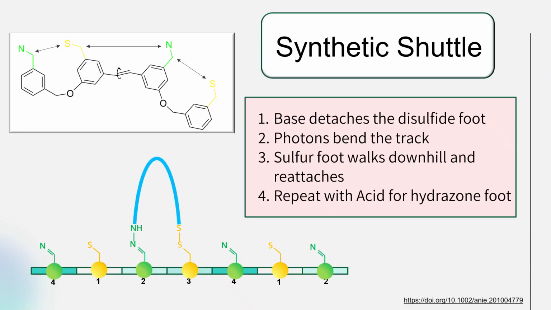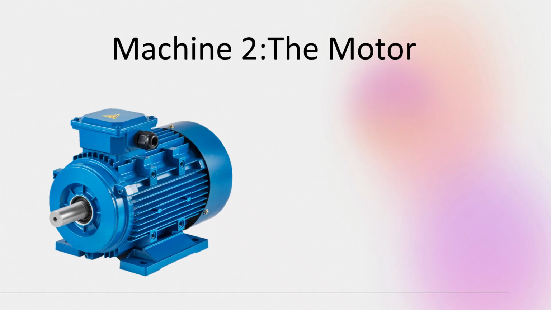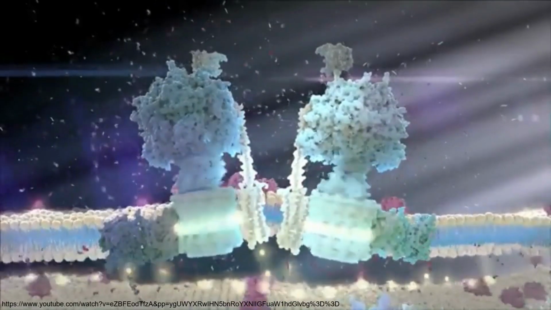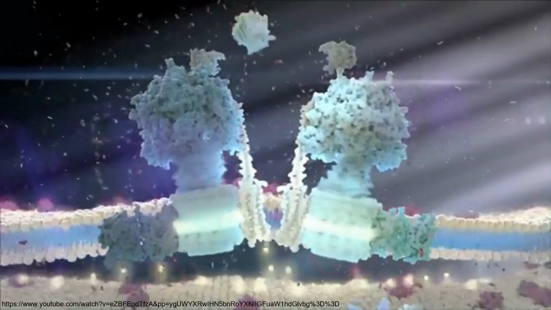Now, let's look at our second machine, the motor. A rotary motor is a machine which turns an axle, usually to power some device. Because they perform work, motors generally need to be powered by either a gradient or a direct force input, and there's no better example of this than ATP synthase. ATP synthase is a membrane protein embedded in the mitochondria, which catalyzes the formation of ATP.